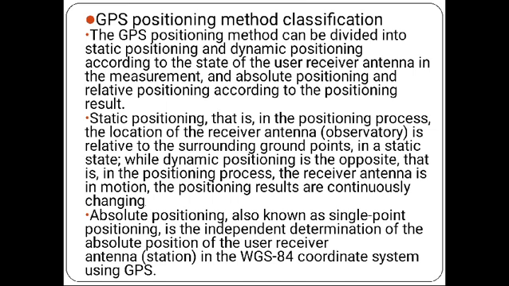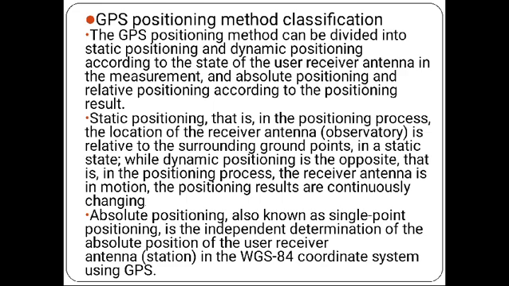The terrestrial type receiver is divided into single frequency type and dual frequency type. Global positioning method classification. The global positioning method is classified into static positioning and dynamic positioning according to the state of the user receiver antenna in measurement, and absolute positioning and relative positioning according to positioning result. Static positioning means that in the positioning process, the location of the receiver antenna is static relative to the surrounding ground points, while dynamic positioning is the opposite: in the positioning process the receiver antenna is in motion, and the positioning results are continuously changing.